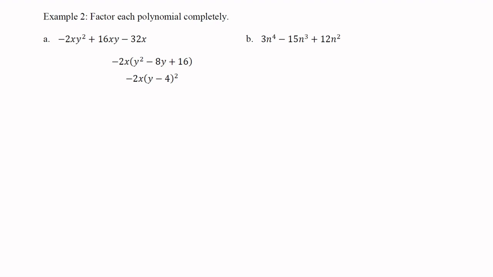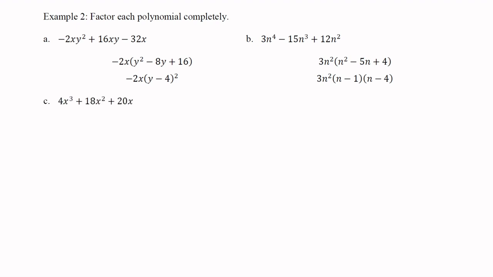All right, for the next one, we have a trinomial. It looks like we can pull out an n squared. It looks like we can also pull out a 3. So we'll pull out a 3n squared. That leaves n squared minus 5n plus 4. We want two numbers that multiply to give us 4 and add to give us -5. And -1 and -4 would meet that requirement. And that is our fully factored form. 3n squared times n minus 1 times n minus 4.